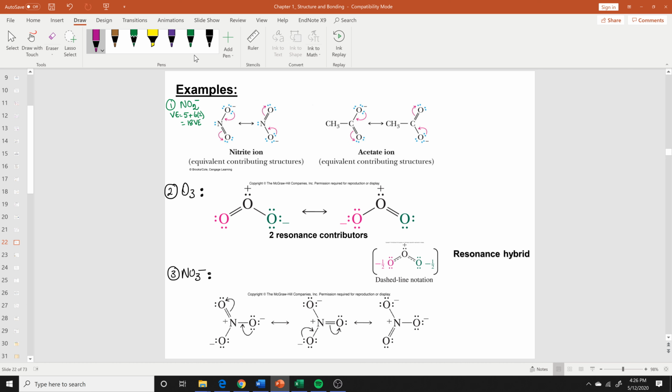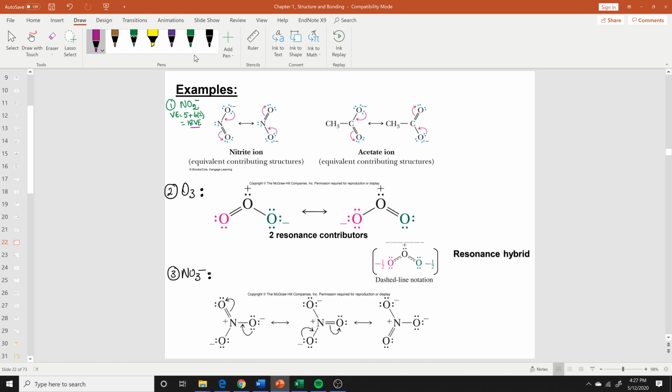Then you can see that this Lewis structure can undergo resonance to another Lewis structure. The lone pair is going to form a double bond between the nitrogen and the oxygen, and the double bond is going to move to form an additional lone pair on that oxygen. These two are resonance structures of each other.